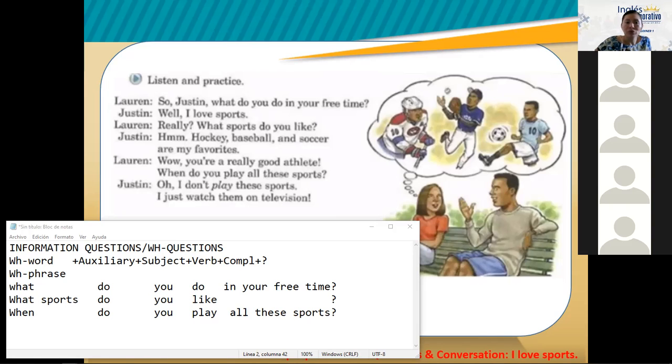¿Qué tipo de respuesta estoy tratando de obtener con una de esas? Aquí ya no es un sí o un no, ¿verdad? ¿Qué estoy queriendo obtener? More information. Very good, right? I'm asking for details, right? I'm asking for specific details. For example, if I'm asking what sports, ¿verdad? So I want you to tell me the sports, right, that you practice or the sports that you like, okay?